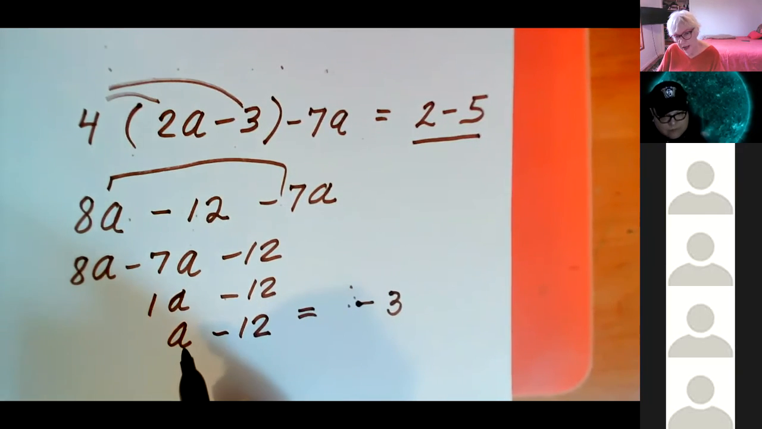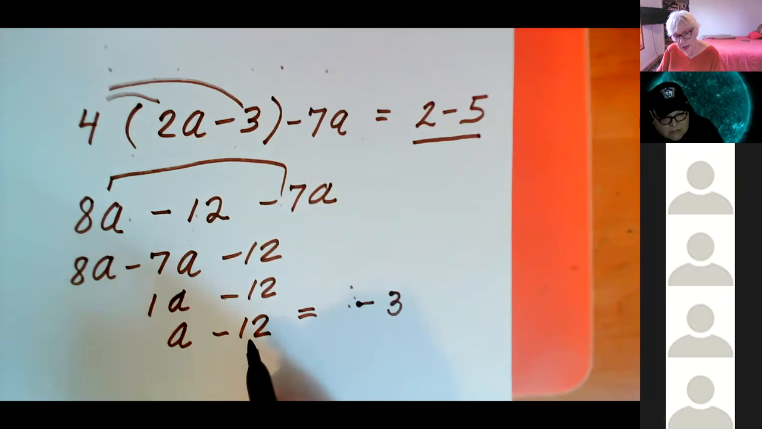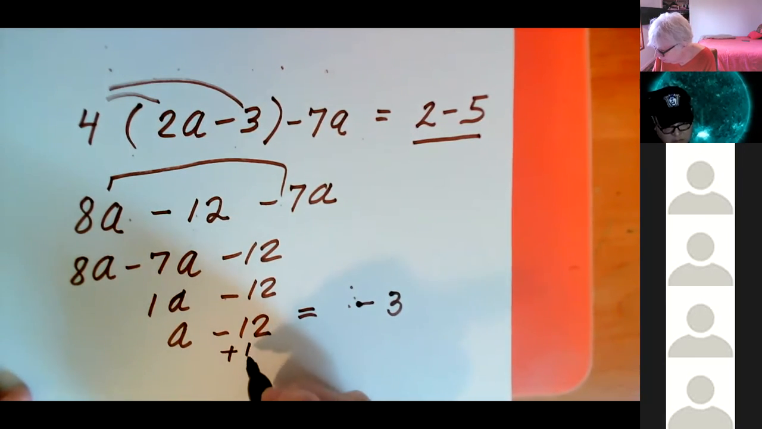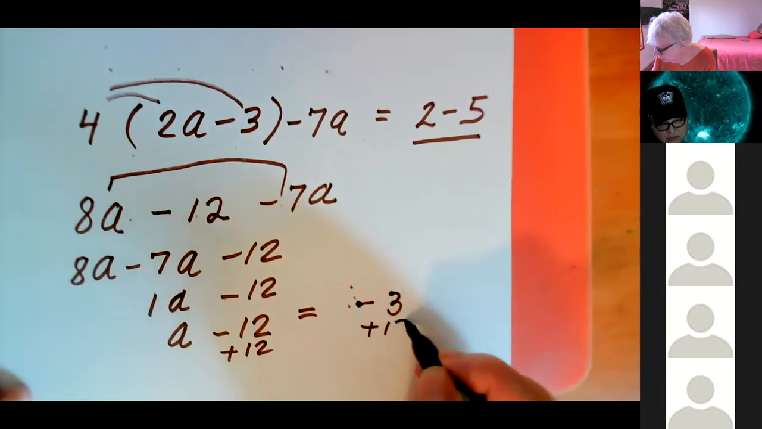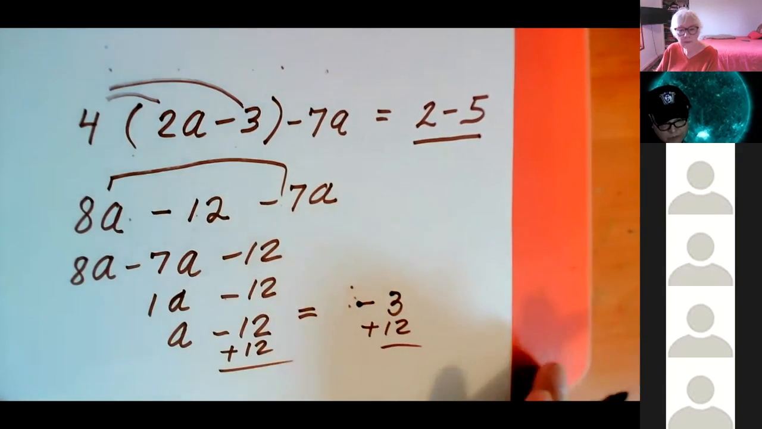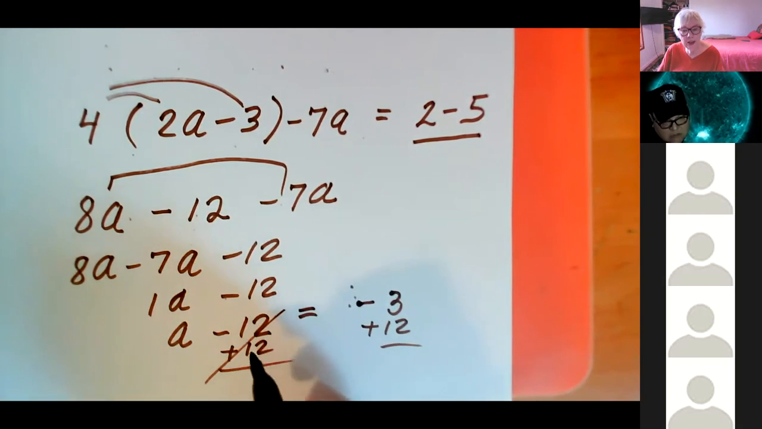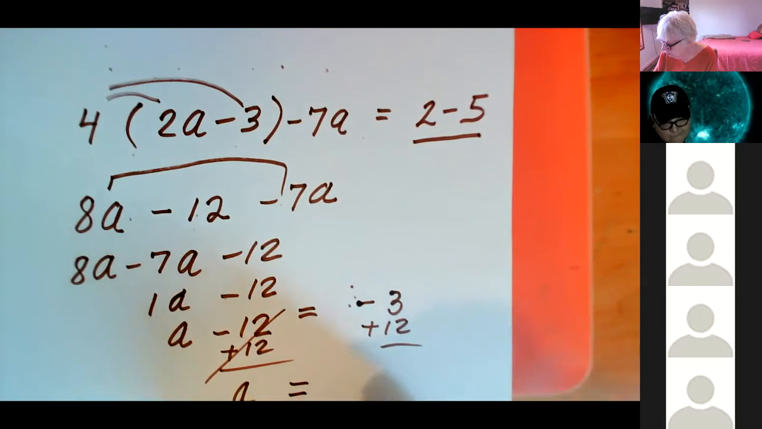You see this A? It has a negative 12 on it. What do we do with negative 12? Positive 12. And I'm going to say plus 12 on both sides. You don't have to throw it away like I do, but I'm doing it for emphasis. This and this drop out. I'm left with A, 9.